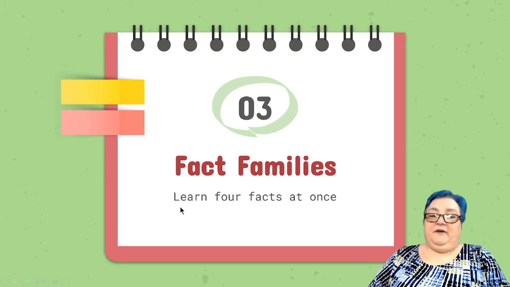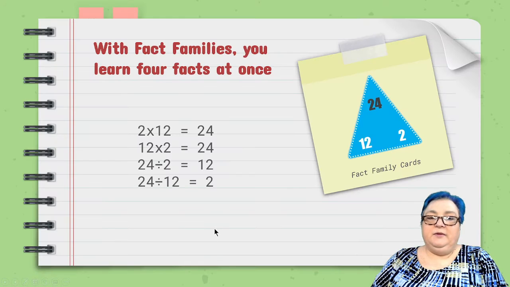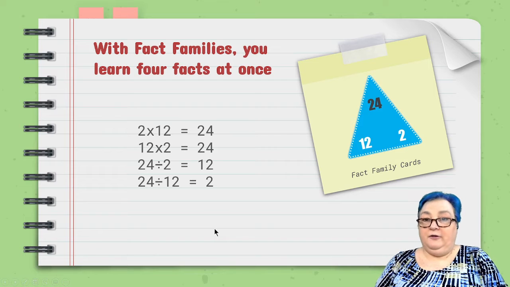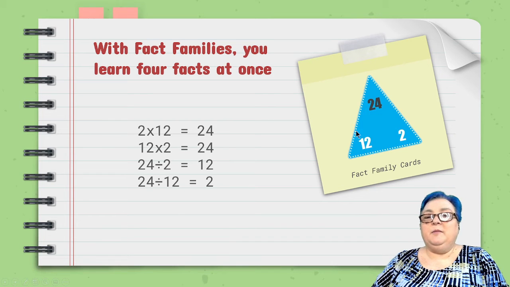So now let's talk about fact families, our third tip. When you think about facts in terms of fact families, you're actually learning 4 facts all at the same time. So you can memorize all 4 facts on the left, and that's one way to do it. But if you memorize this relationship over here on the right, you've learned all 4 of those facts in one step.